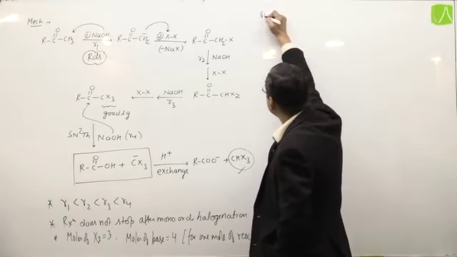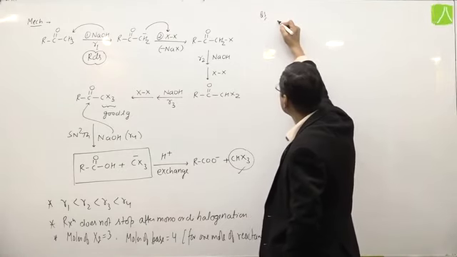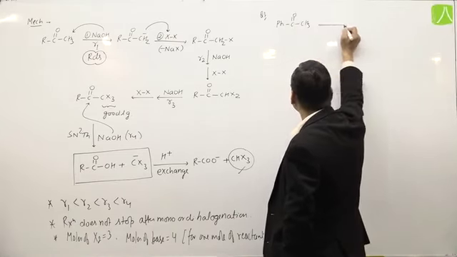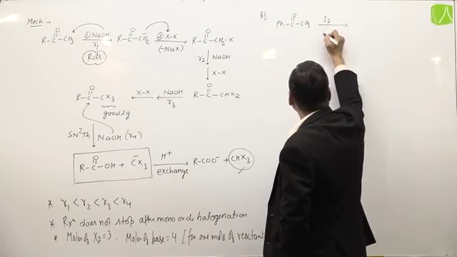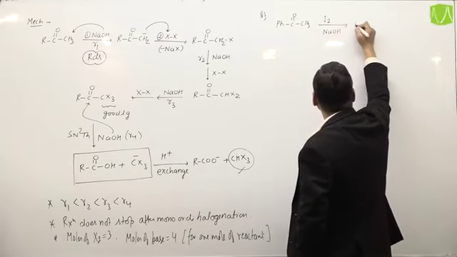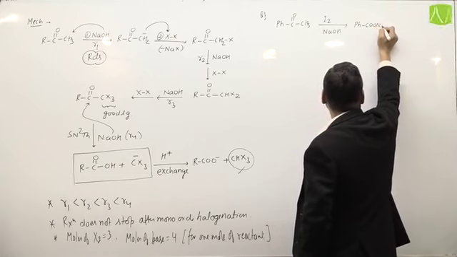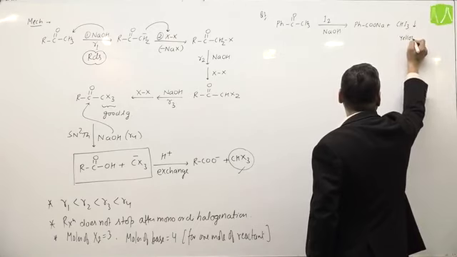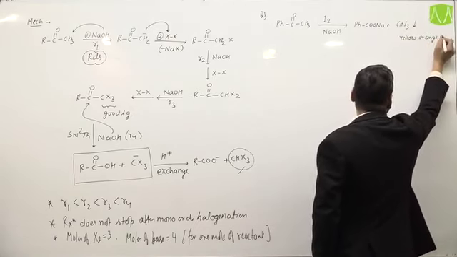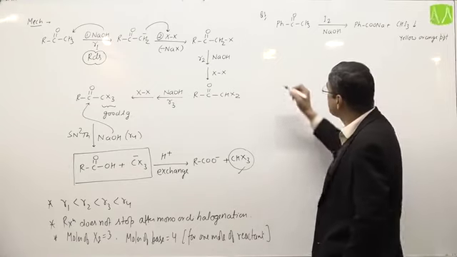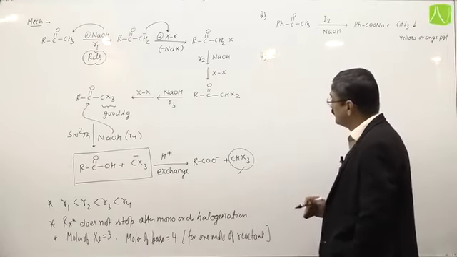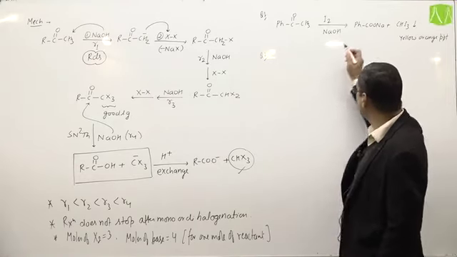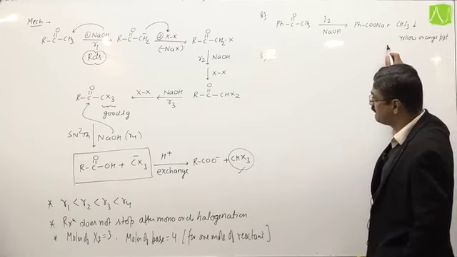Now question number 1. PhCOCH3 with I2 and NaOH. So the final product is sodium benzoate plus CHI3. It is a yellow orange precipitate. That is iodoform. Bromoform is a brown color liquid, and chloroform is a gas. So generally iodoform is used to distinguish or identify the compound in the lab.